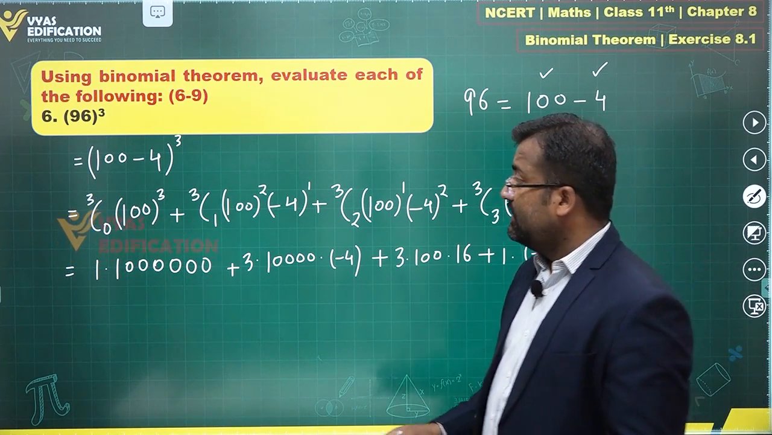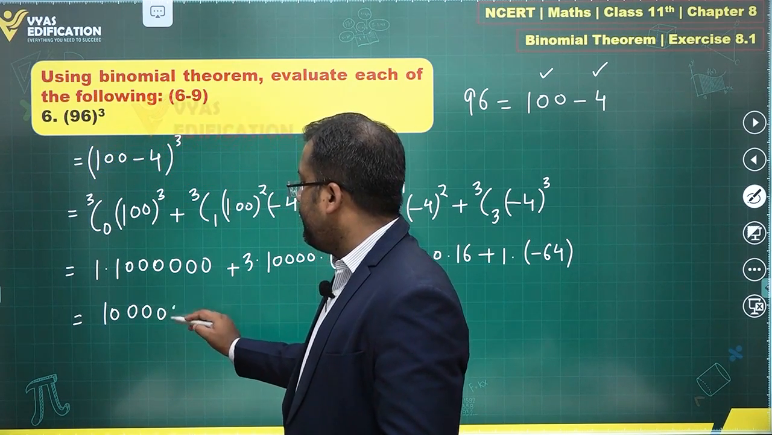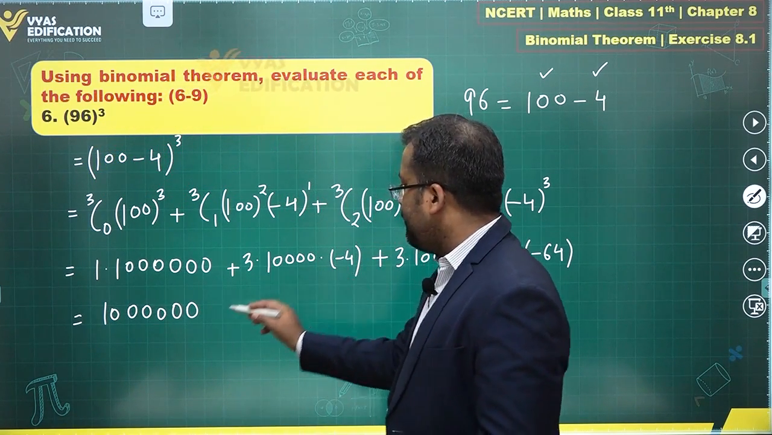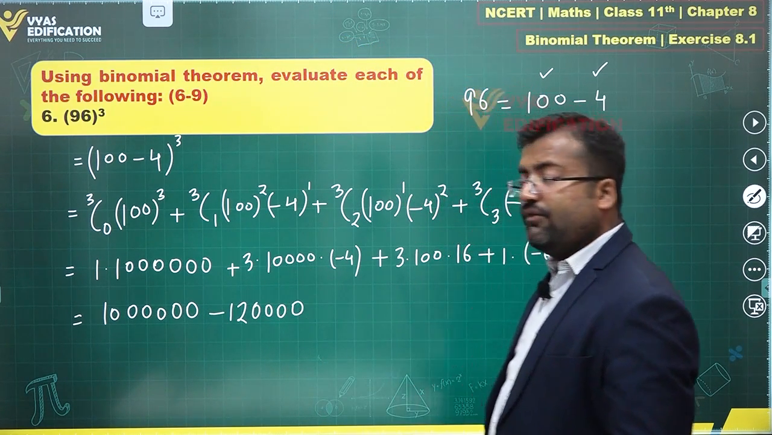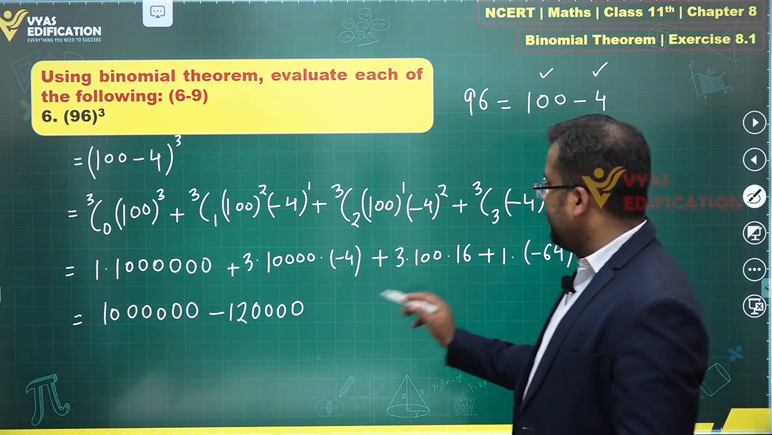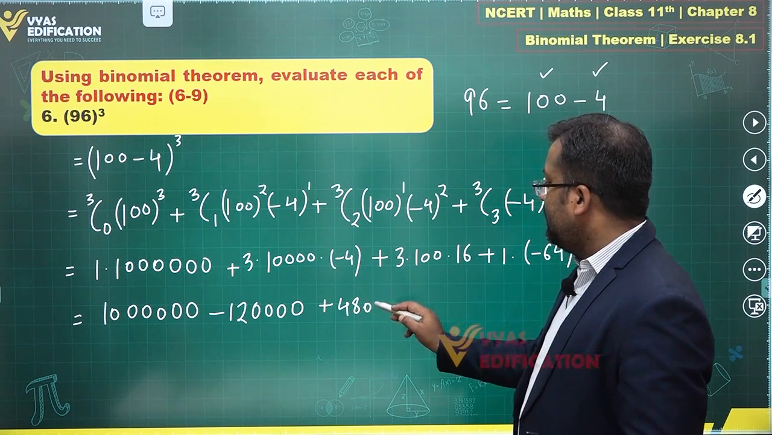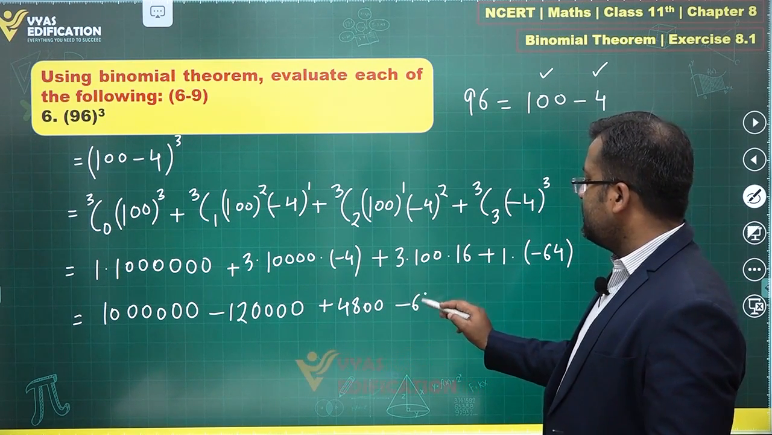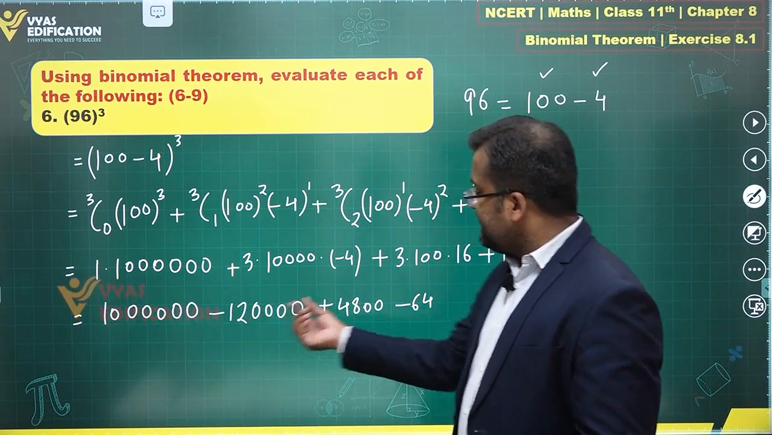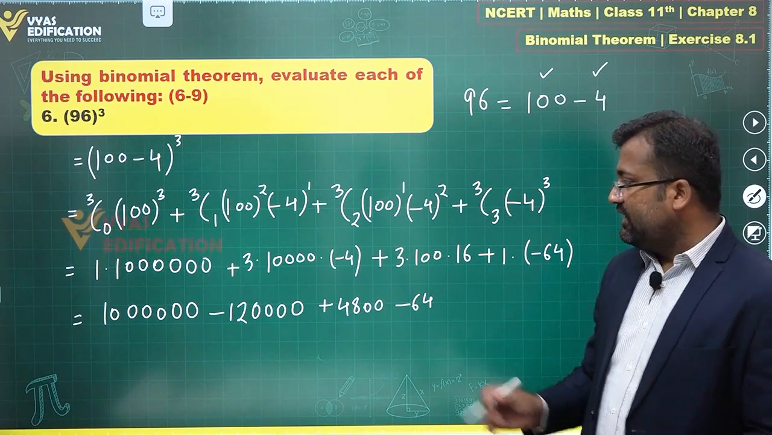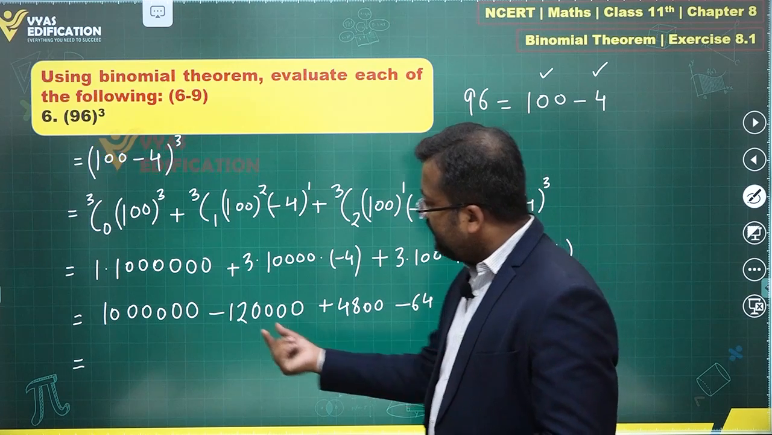Simplified further, 1 times this is the same: 1, 2, 3, 4, 5, 6 zeros. You have minus 12 times 12 and you have 4 zeros accompanying it. Then you have 3 times 16. What's 3 times 16? 48, and you have 4800. What next? You have minus 64. Let's add up the terms having plus sign and the terms having minus sign together. Let's bring them together.